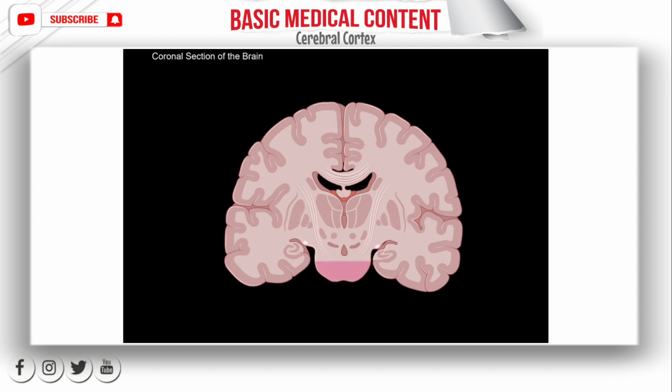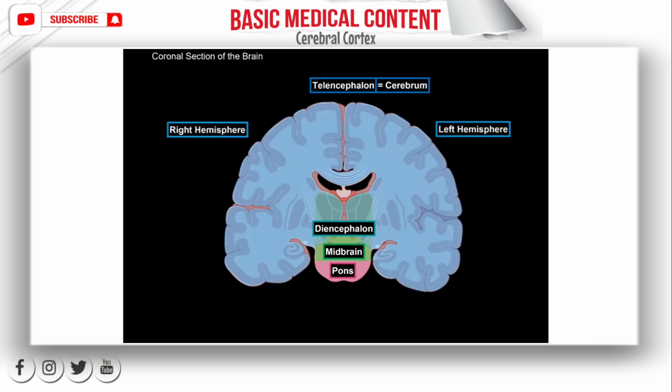And what we can see here is pons and the midbrain, which are a part of the brainstem, and the diencephalon. The rest of the tissue you see in front of you is what is referred to as the telencephalon, which is Latin for cerebrum. When you look at the cerebrum, you will notice straight away that it consists of two hemispheres, so the right hemisphere and the left hemisphere.